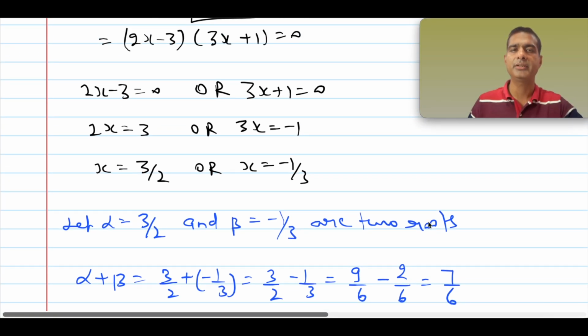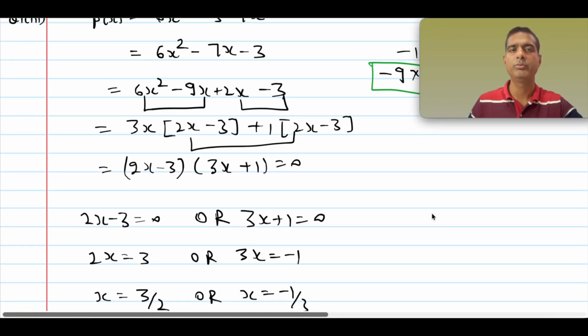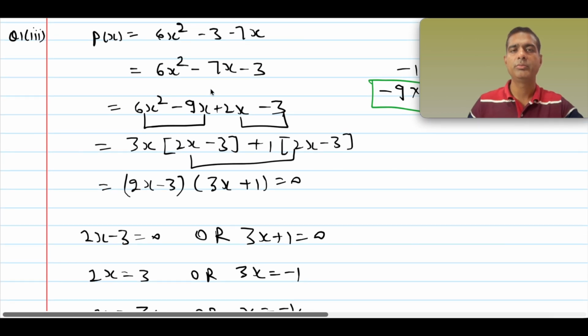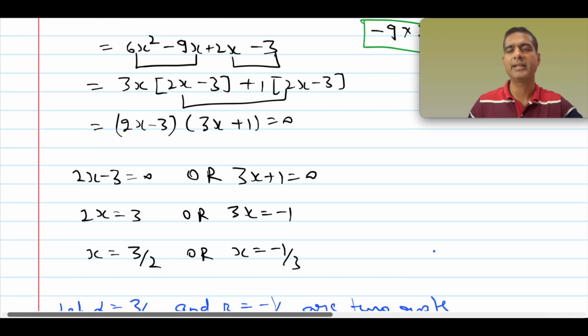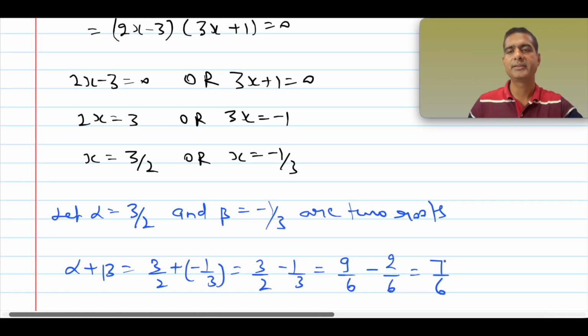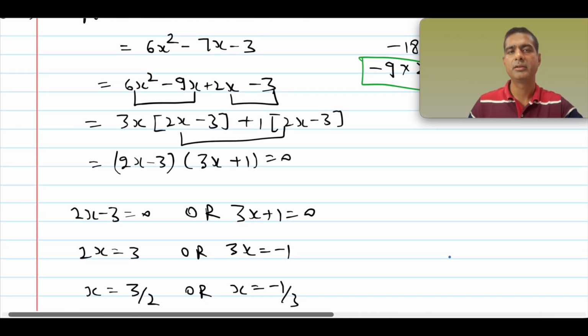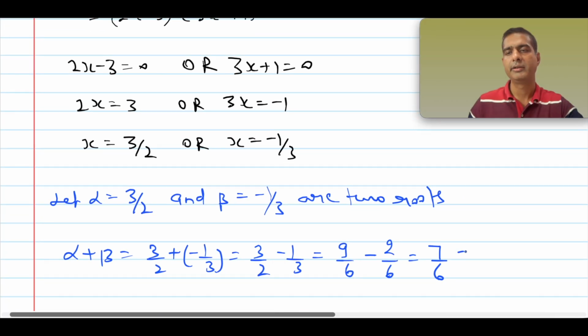Now if we compare 7 by 6 with the polynomial, the polynomial is 6x square minus 7x minus 3, so I can write 7 by 6 as negative of negative 7 by 6, and that is negative b by a, where b is the coefficient of x and a is the coefficient of x square.